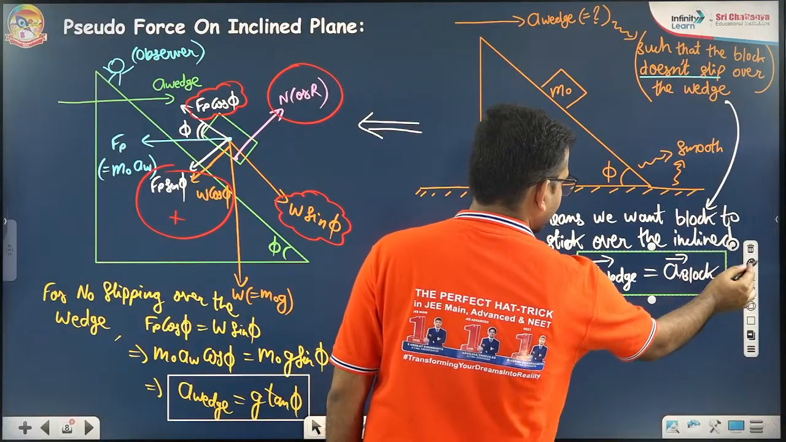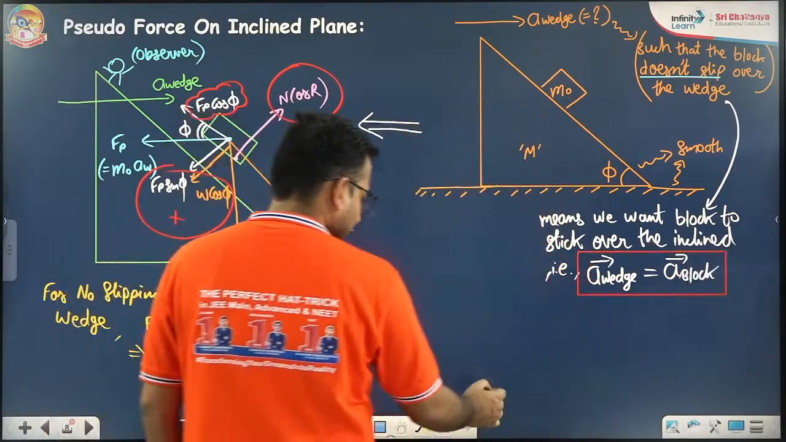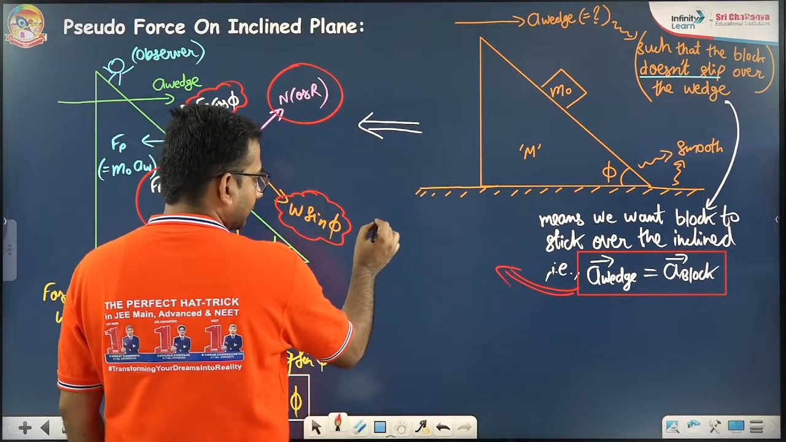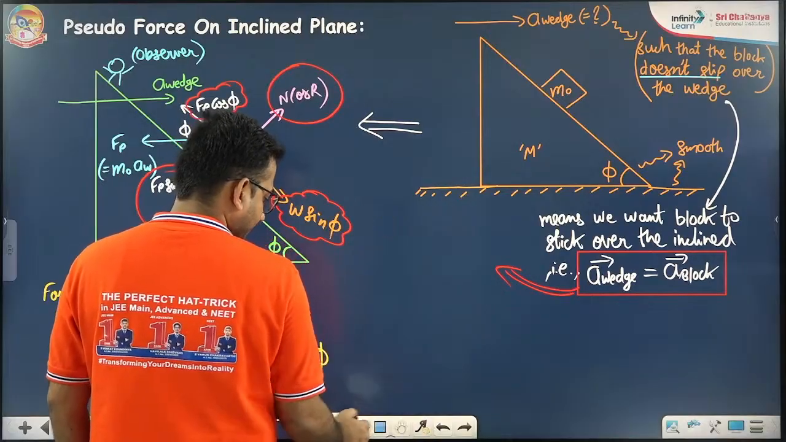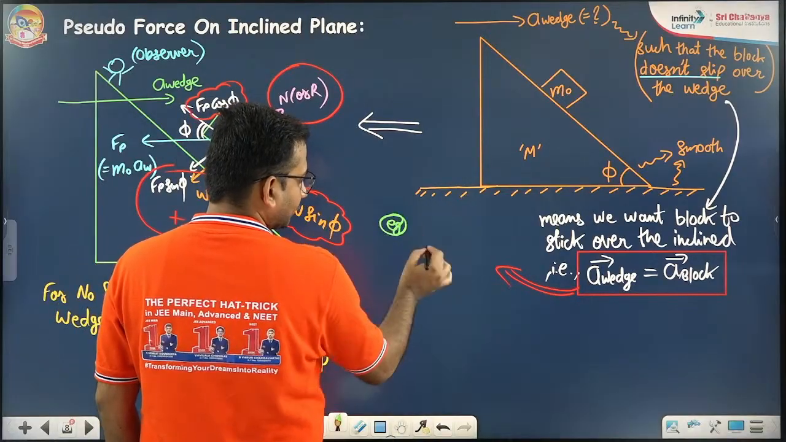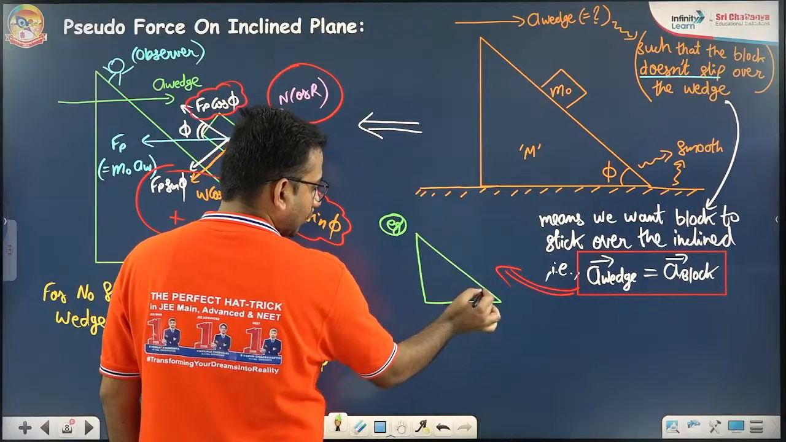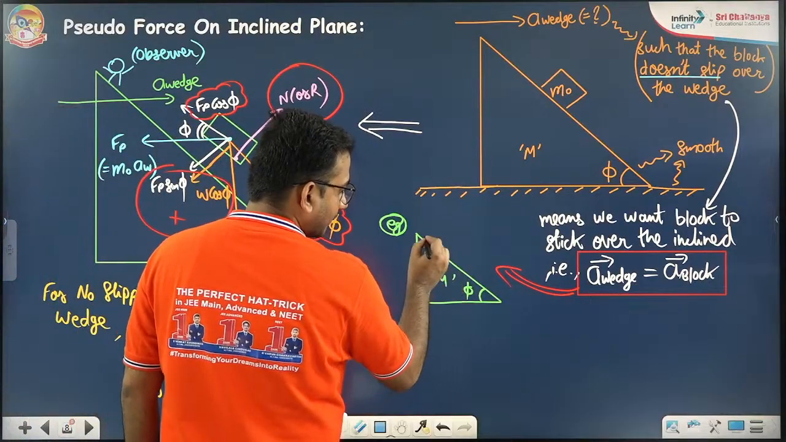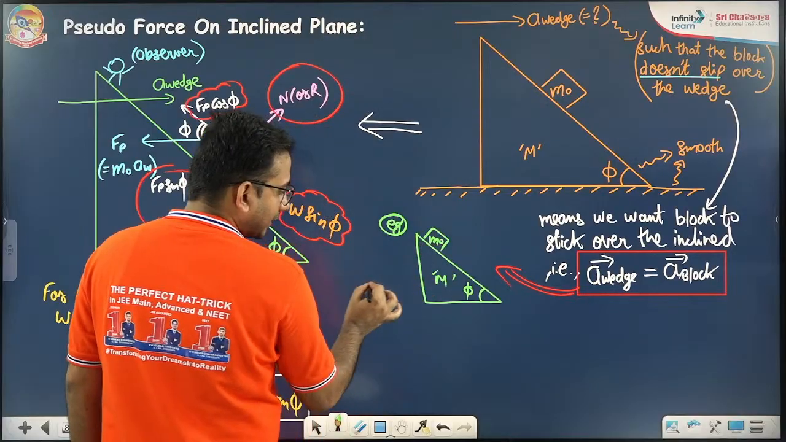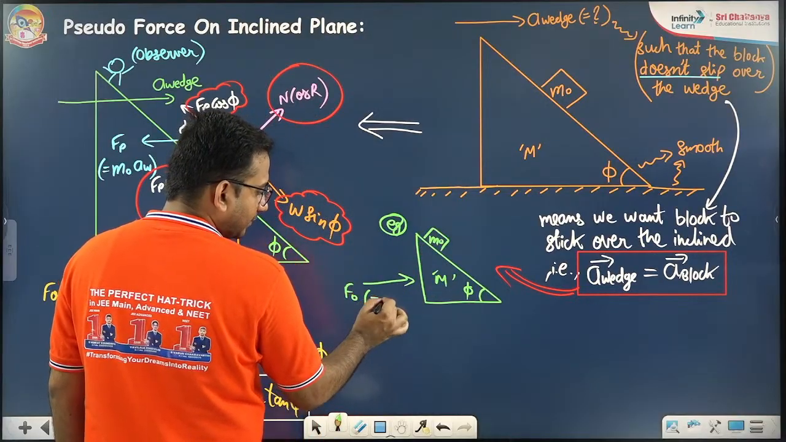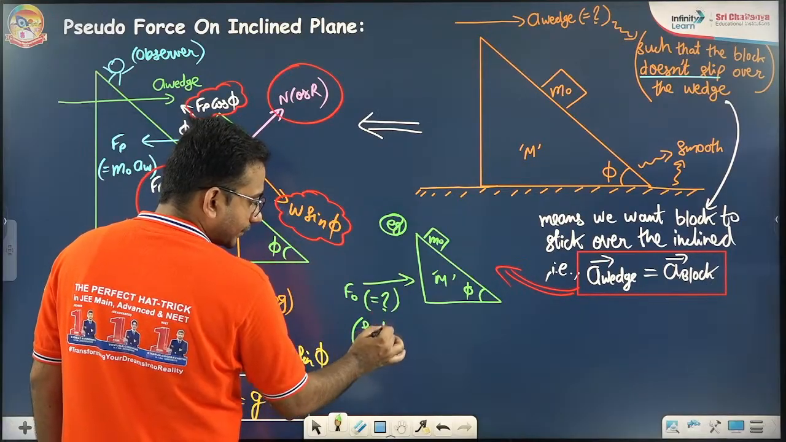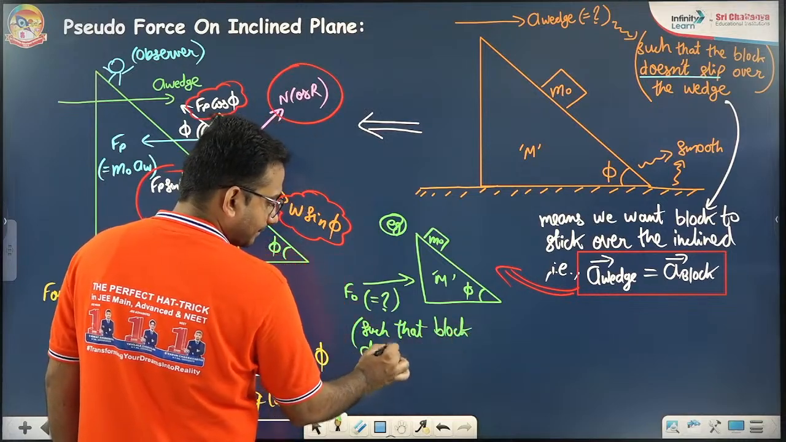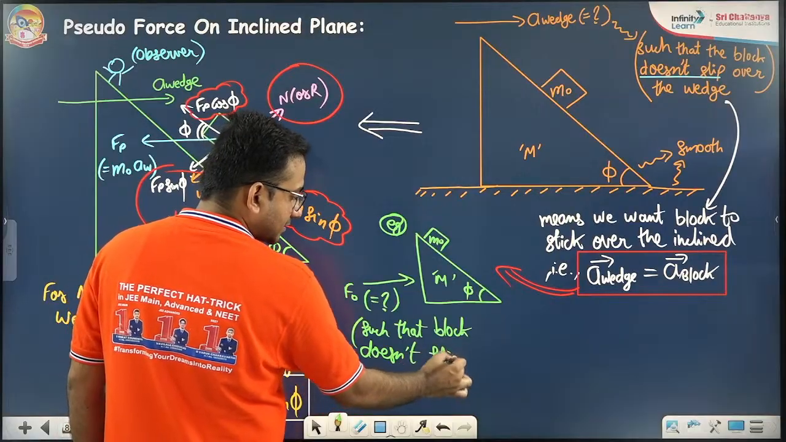Suppose in the same question, I'm taking an example where the examiner tells you there is an inclined plane with angle of inclination phi, mass m, this is m naught, and they are asking you to tell the F naught value such that the block doesn't slip. This is the question. All right.